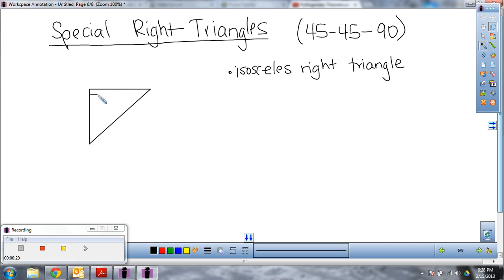If we have a right triangle, we know that that's 180 minus 90, so we have 90 degrees left over. And if we cut those 90 degrees in half, we get 45 degrees. So that means that this is 45 degrees, and this is 45 degrees. And if we have a right triangle that has two congruent angles, then we also know those sides are congruent.